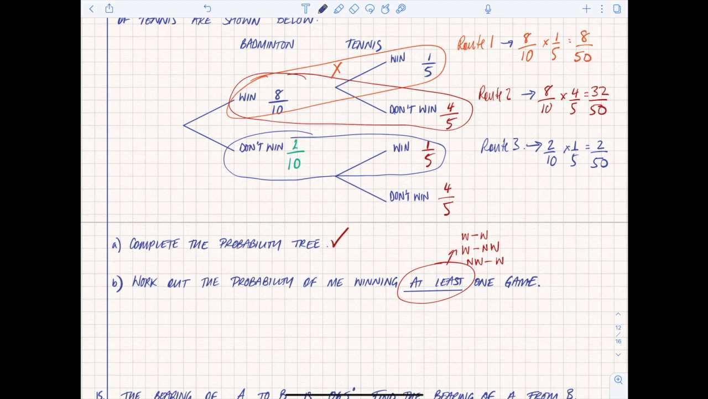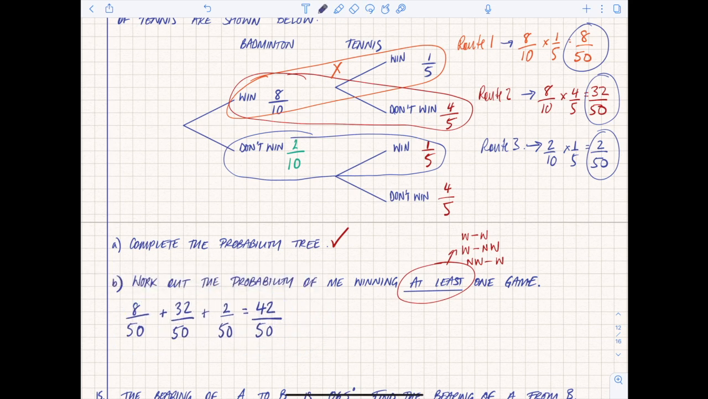So they are all my possible routes, for the probability of me winning at least one game. If you have multiple routes that you can follow, what you then have to do with your answers is add them all together. So I'm saying 8 over 50 is my route 1, plus 32 over 50, which is my route 2, plus 2 over 50, which is my route 3. When you are adding fractions, your denominators need to be the same, and they are here. So the probability of me winning at least one of those games is 42 out of 50.